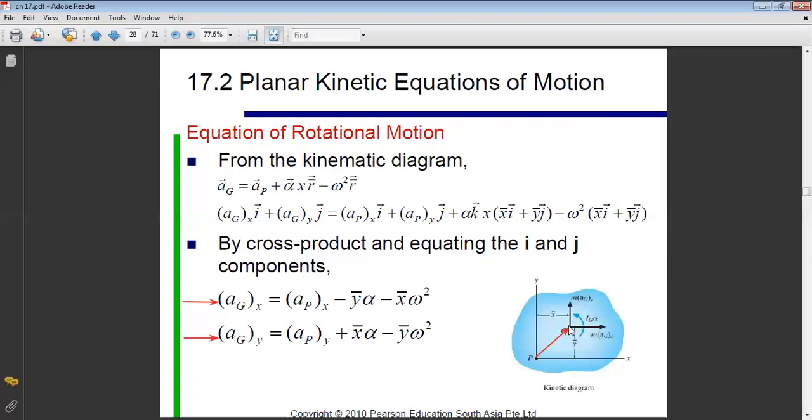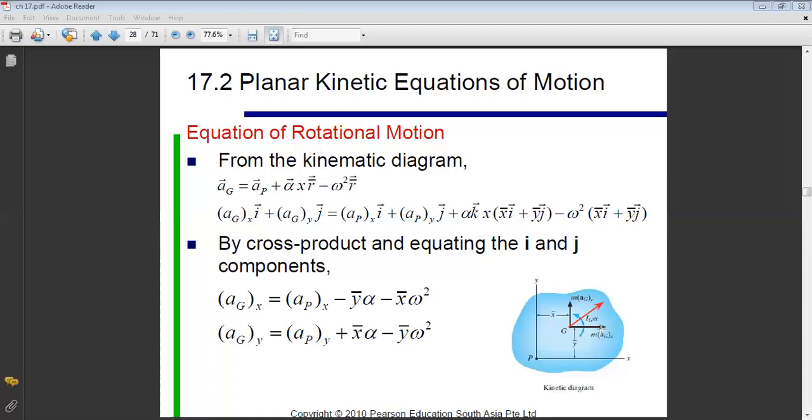Because in general, the sum of forces on a body is equal to MAG. So I can reduce my system to one point G and put a vector MAG at this point. This vector MAG can be decomposed into two components, MAGX and MAGY. But also, in the case of a rigid body, it's not enough to represent my system by one force. I need also a couple.